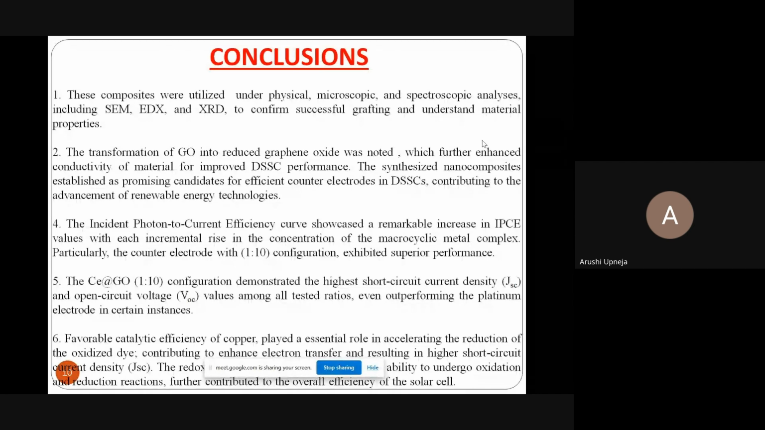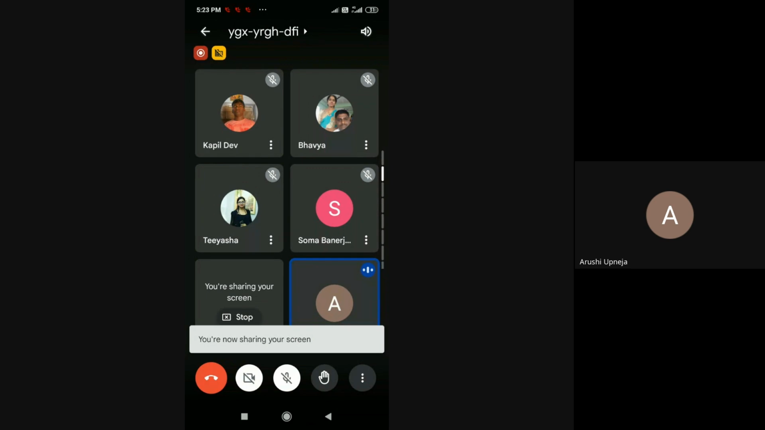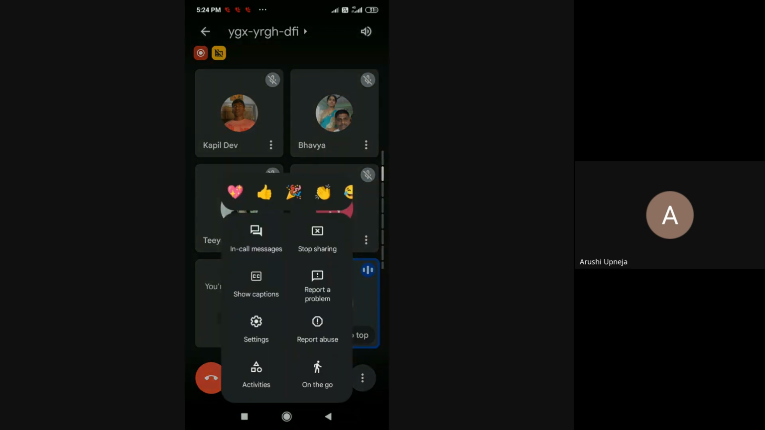Second, the transformation of the graphene oxide into reduced graphene for an efficient counter electrode in dye-sensitized solar cell, contributing to the advancement of renewable energy technologies.